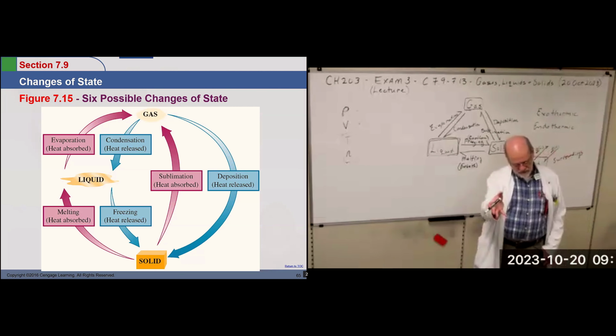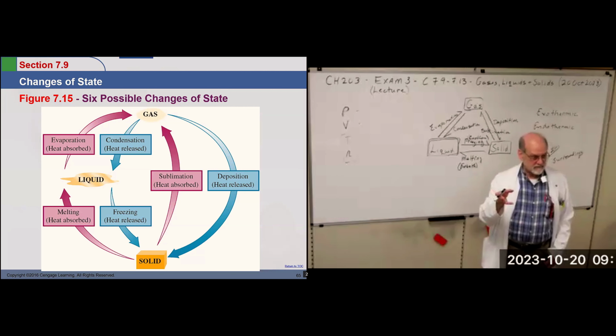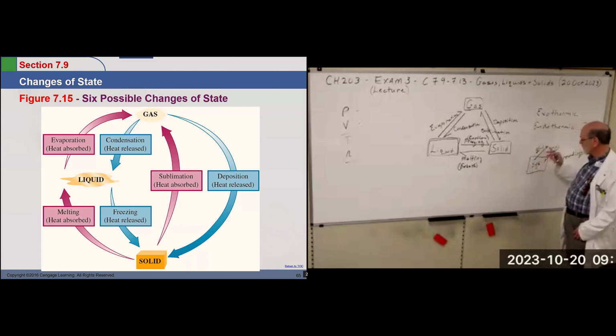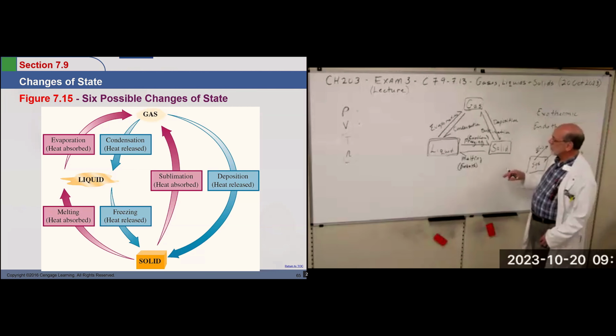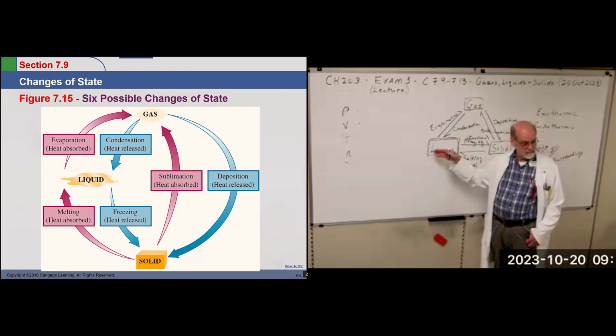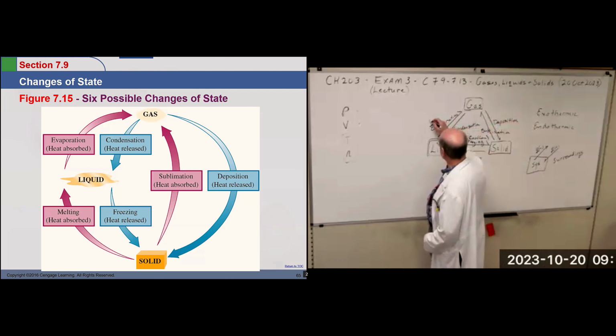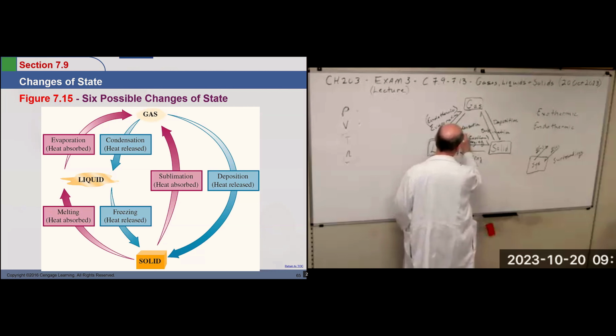Okay, your diagram there, that slide, puts it in terms of heat absorbed, heat released. All right, so heat released is exothermic, heat absorbed is endothermic. All right, how about the others? If you go from, say, a liquid to a gas, you have to put heat into it, don't you? Yeah, you got to add heat. So this is endothermic. Okay, that means condensation would be exothermic.